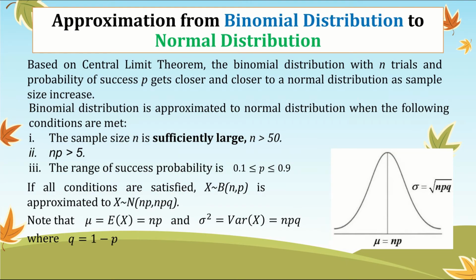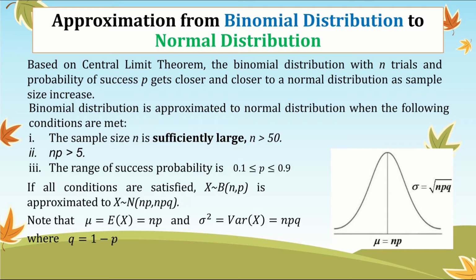For approximation from the binomial distribution to the normal distribution: based on the central limit theorem, the binomial distribution with n trials and probability of success p gets closer and closer to a normal distribution as the sample size increases. The binomial distribution is approximated by the normal distribution when the following conditions are met.